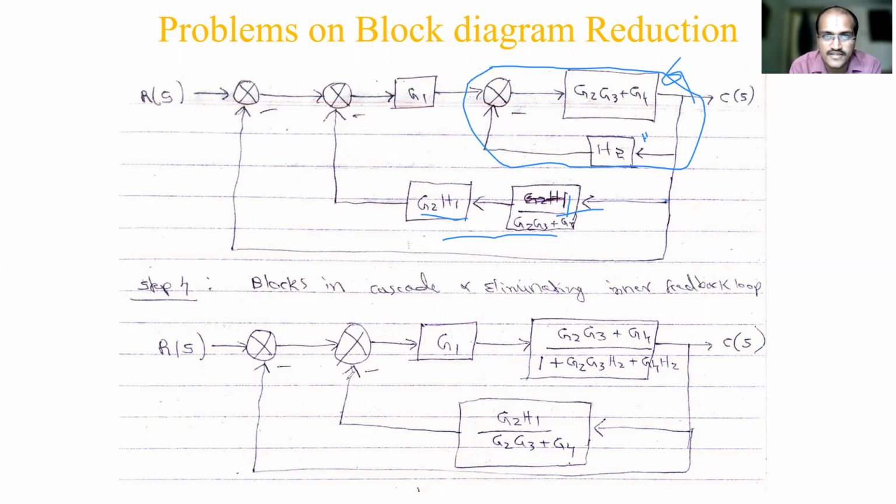That's why I'm not explaining that part. Okay. So G1 is there. So now this complete elimination, summing point and takeoff point with respect to this will go away, and it is written directly here. Okay. So what is the numerator?